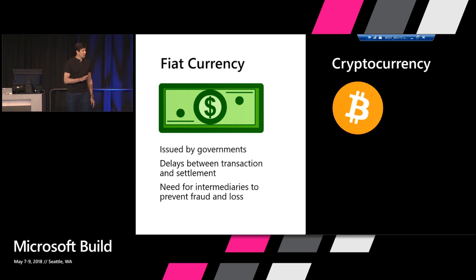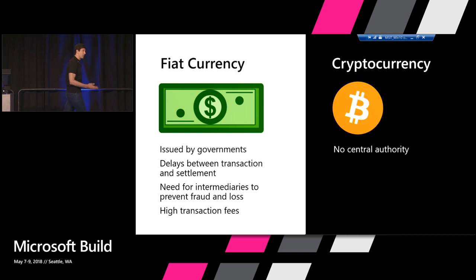Now, cryptocurrency comes along and tries to address these challenges. It's a distributed, decentralized currency. So there's no central authority. Nobody's issuing this money. Somebody creates the cryptocurrency. They specify how the currency gets generated. I'll talk about that later. But once the cryptocurrency is off and running, nobody's in control of it. It's really everybody contributing as part of a network.